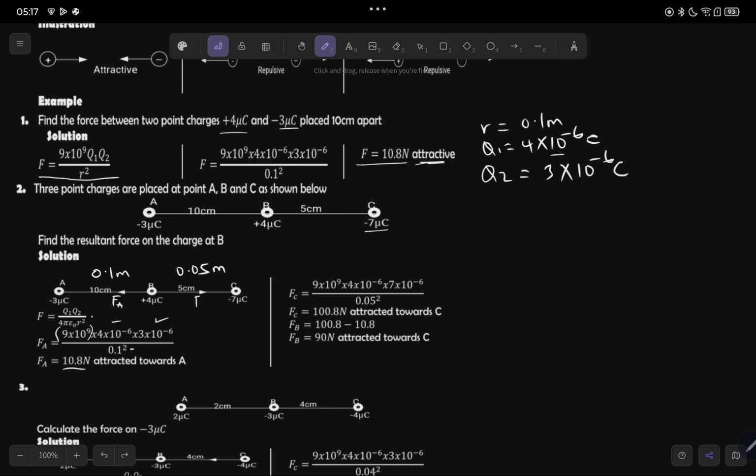Then we have the force on B due to the charge at C. When we substitute the magnitude of the charges and the distance, we get 108, but this time it is being pulled towards C because it's an attractive force. The charge at B is pulled towards the charge at C. Here the charge at B was being pulled towards the charge at A. Now, the one towards the right is stronger, a bigger force than the one towards the left. So we shall subtract to get the resultant force, which is 90 newtons, and the net attraction is towards C.